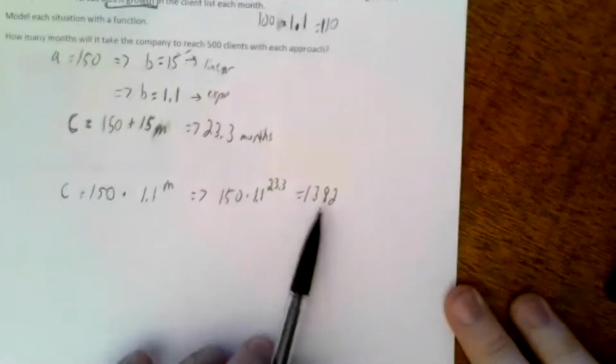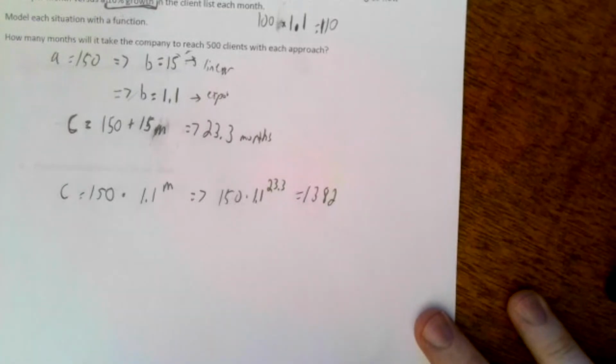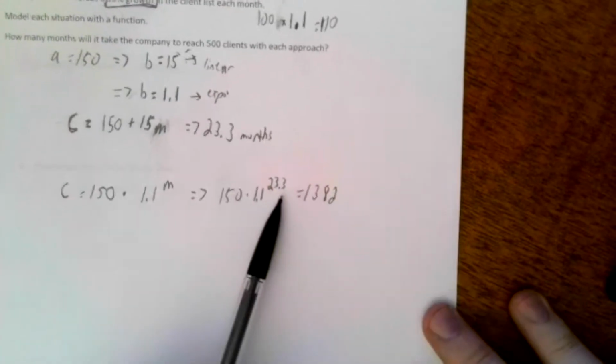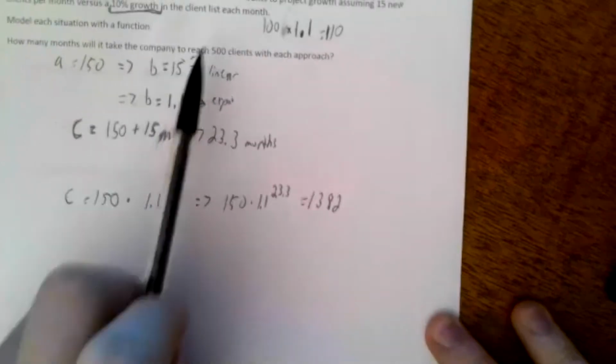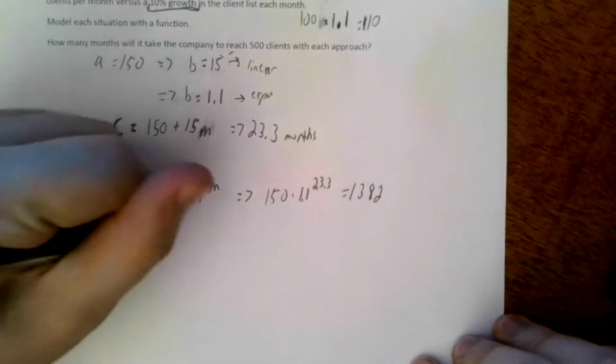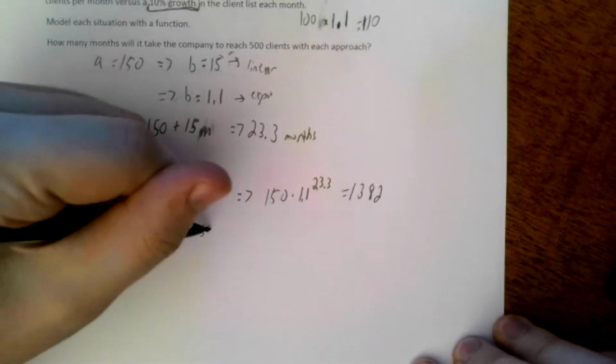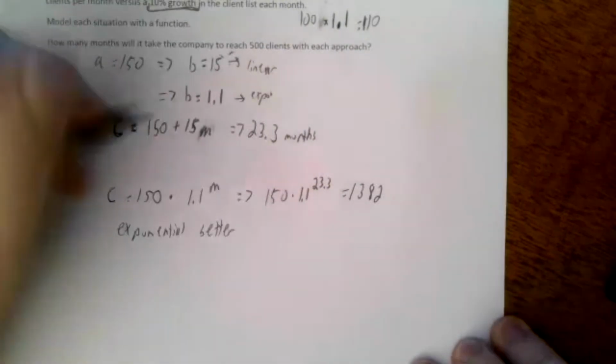And we can tell that that number is way bigger than the 500 clients that we found up here, right? So I know that it's going to take less than that amount of time to reach the 500 clients with this growth, right? So I know that the exponential change is going to be better, or you'll get 500 customers faster than the linear way.